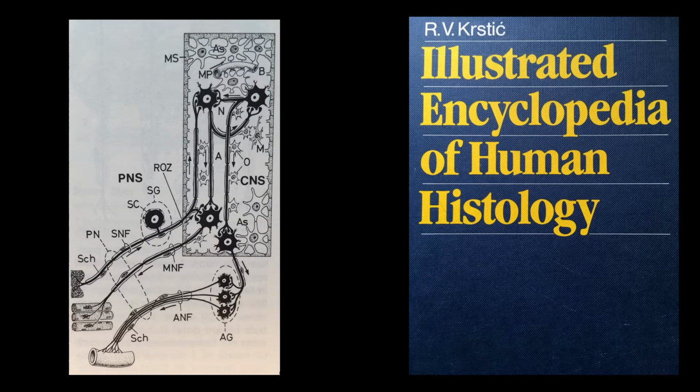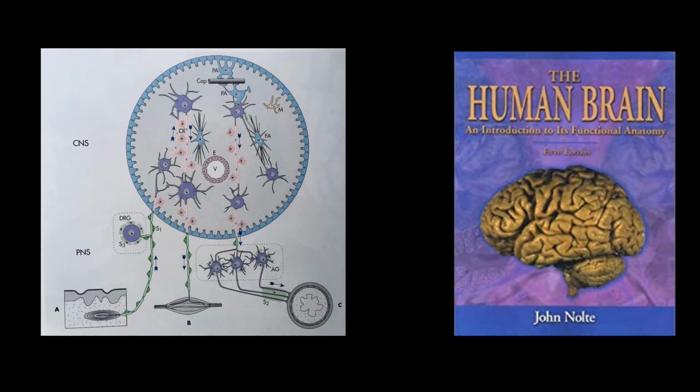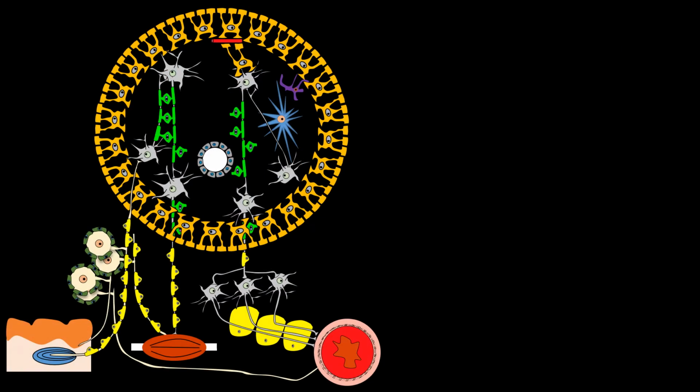The drawing I will use to guide the initial section of this talk is based on a drawing I first saw back in 1984 in the Illustrated Encyclopedia of Human Histology, and many years later in Notley's The Human Brain. Both are great books to have for those interested in the subject of neuroanatomy. The drawing in this frame is based on those drawings.